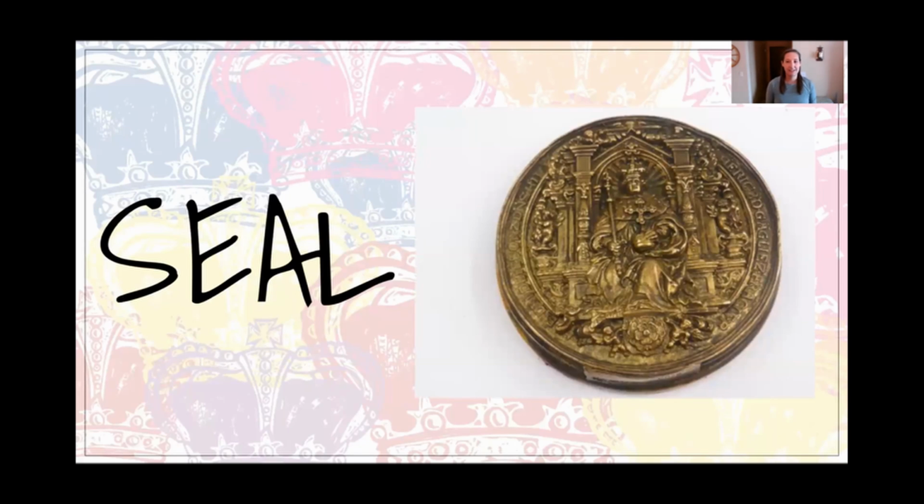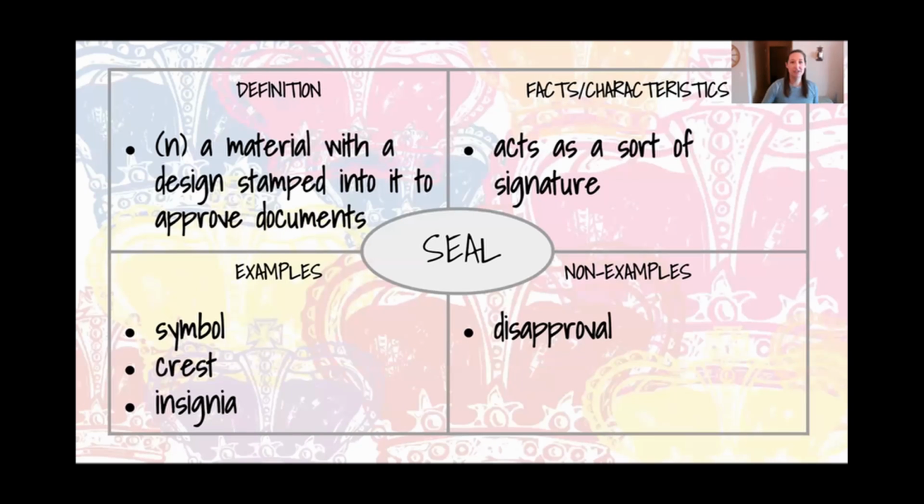So our vocab word to focus on for today is seal. This is a word that has many different types of meanings, some of which are absolutely used often in The Prince and the Pauper and some that are never used at all. Like the animal seal, you're not going to see that come up in The Prince and the Pauper at all. So we're not talking about that one. Instead, we are talking about, for the most part, a material with a design stamped into it to approve documents. This is the one that we see the most in The Prince and the Pauper, although there is another definition we'll talk about later as well.